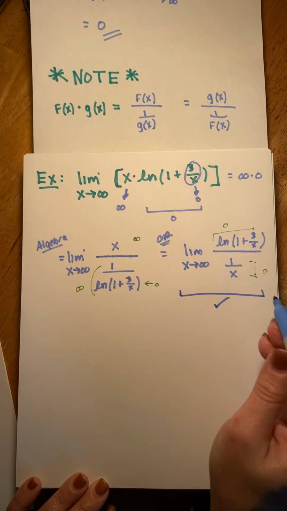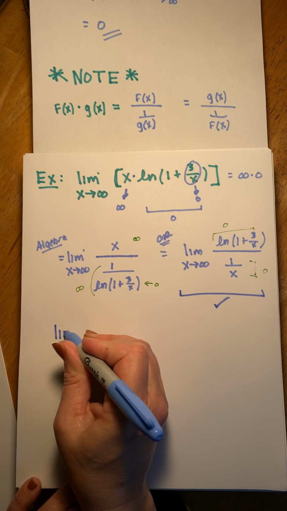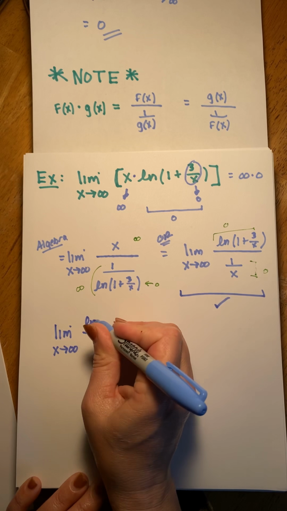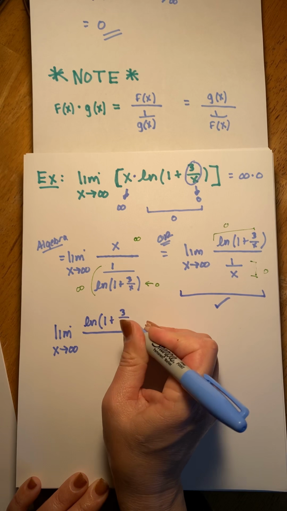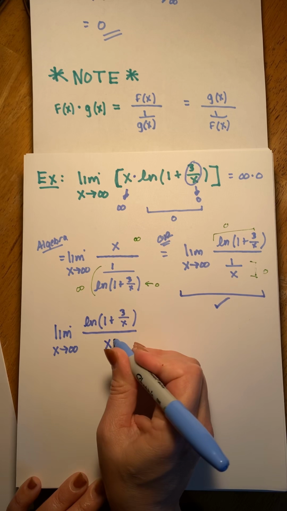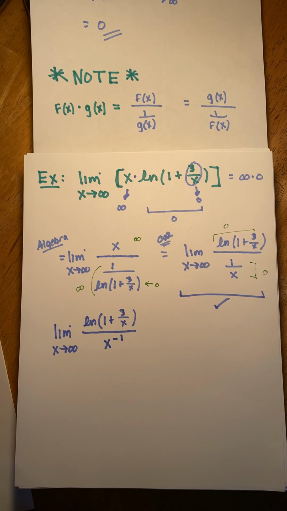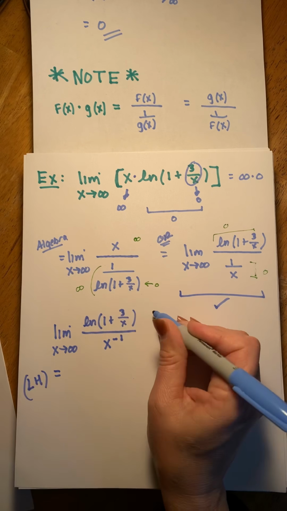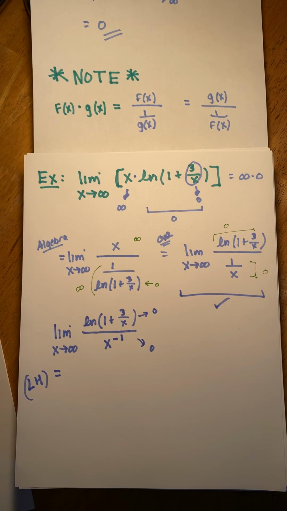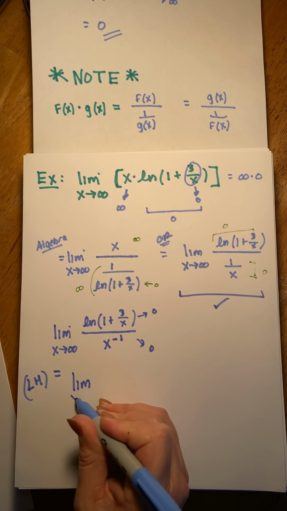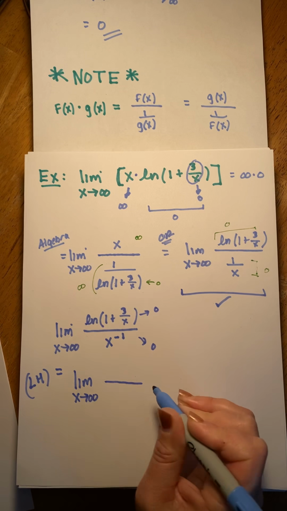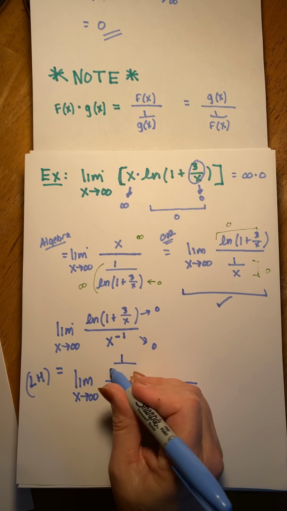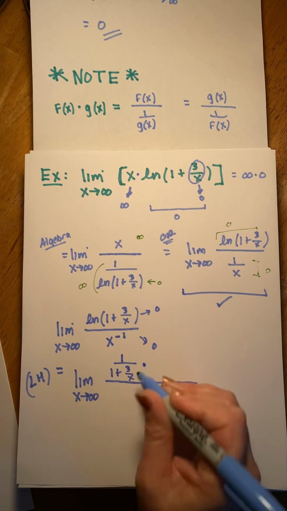So I'm going to use this guy right here, and this is the problem I'm going to continue with. The limit as x goes to infinity, because I believe taking the derivatives will be easier, of the natural log of 1 plus 3 over x all over, I'm going to turn 1 over x into x to the negative 1 power. So now I can use L'Hopital's rule because I have 0 over 0. And this is going to be equivalent to the limit as x goes to infinity of the derivative of the top. And the derivative of the top is 1, the derivative of the natural log of anything is 1 over what's inside times the derivative of what's inside.